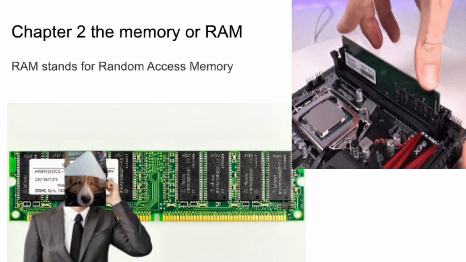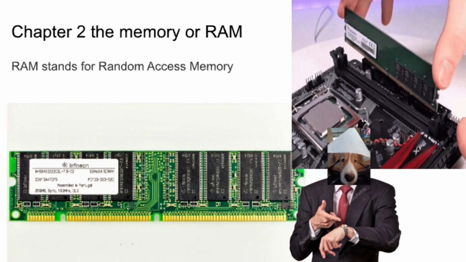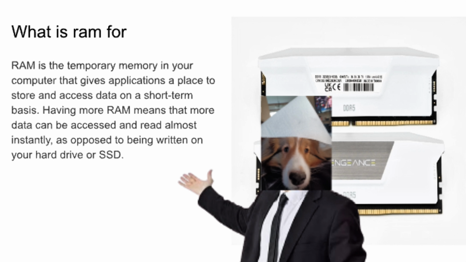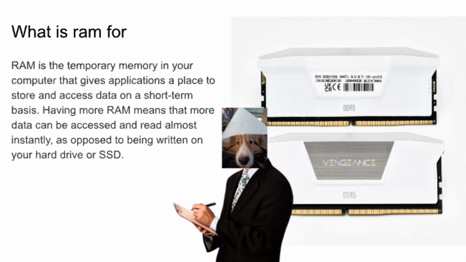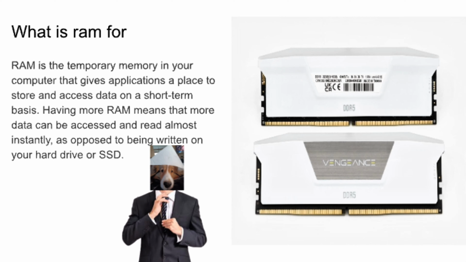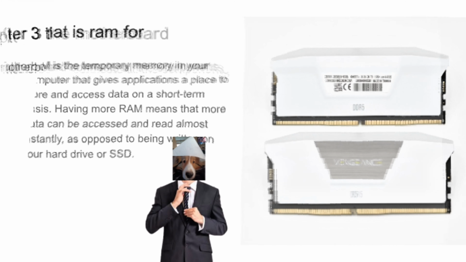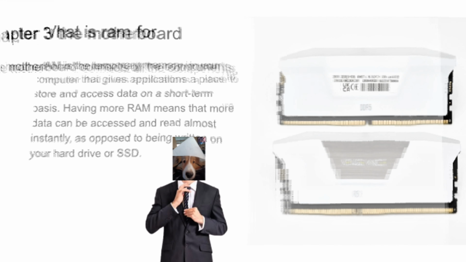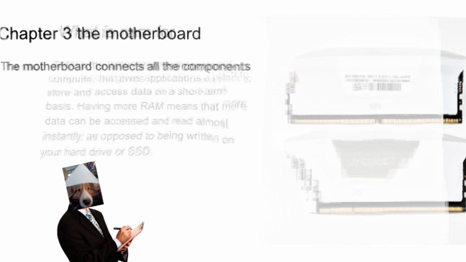Chapter 2. The memory, or RAM. RAM stands for Random Access Memory. What is RAM for? RAM is a temporary memory in your computer that gives applications a place to store and access data on a short-term basis. Having more RAM means that more data can be accessed and read almost instantly, as opposed to being written on your hard drive or SSD.